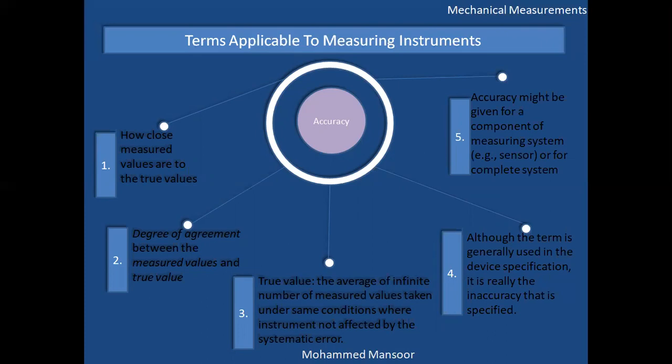Accuracy might be given for a component of a measuring system or for a complete system. There is a system, and that system is made up of different components. So the accuracy may be given for the whole system, or it may be given for an individual element of that system. For example, you have a sensor in it. For that sensor, the accuracy may be given, or for the complete system, the accuracy may be defined.